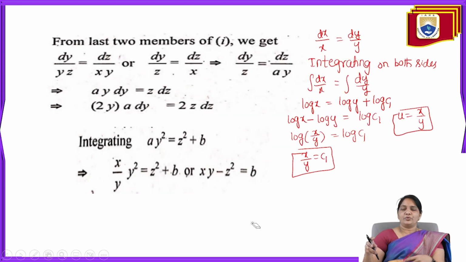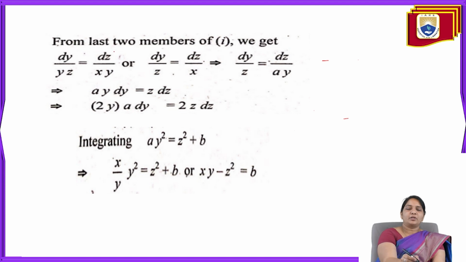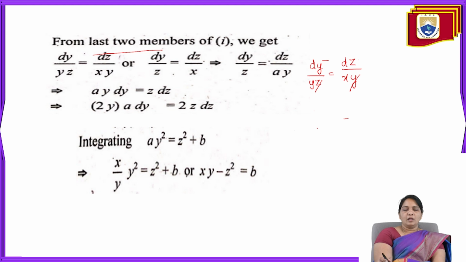Now I am going to solve for the second solution by using the same method. So what is that? I am taking the last two members. What are the last two members? Second and third: dy by yz equal to dz by xy. Now y will be cancelled.